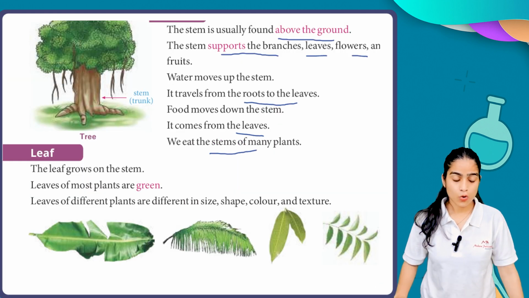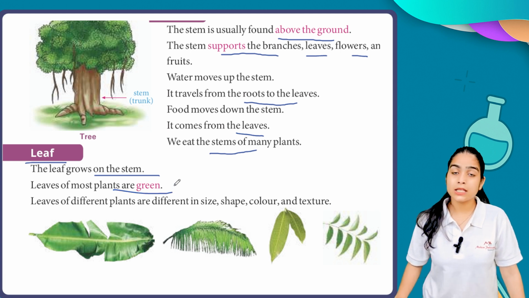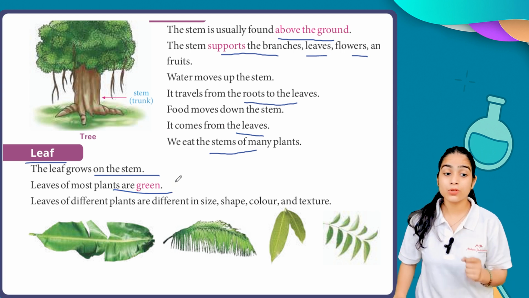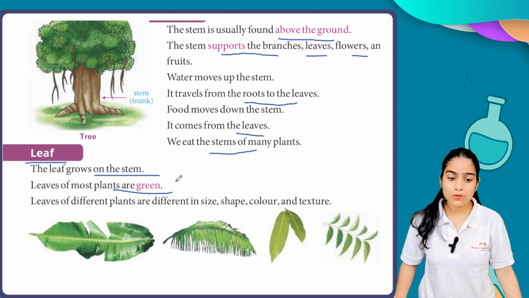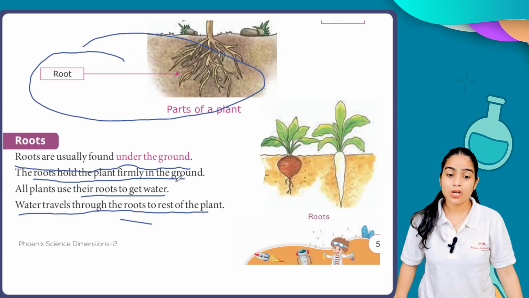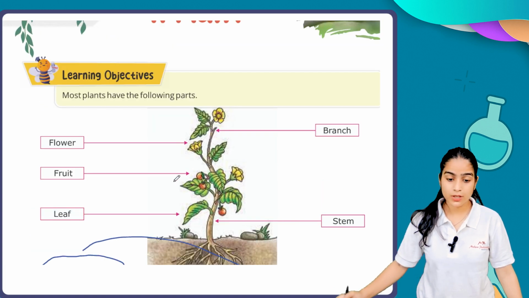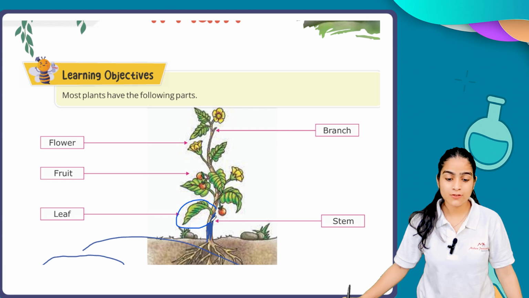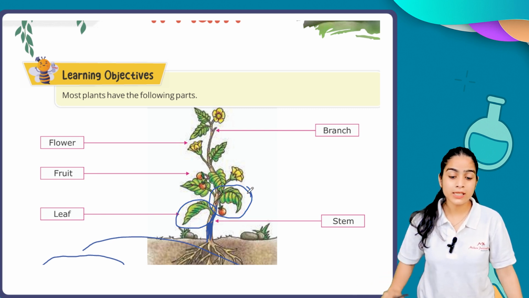Okay, students. Now we are discussing the leaves. The leaves grow on the stem. The leaves of most plants are green. So where do leaves grow? Leaves grow on the stem. If you are able to see this figure, this is your stem, right? And on the stem, what we see is the growth of the leaves, right? They are your leaves. It means the leaf grows on the stem.